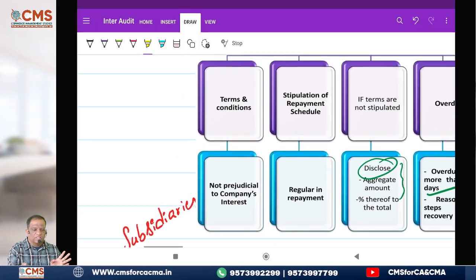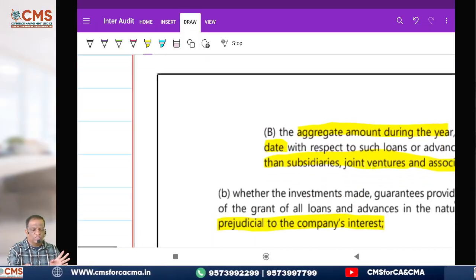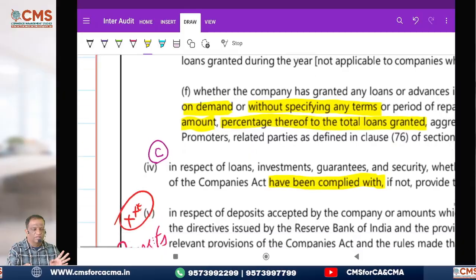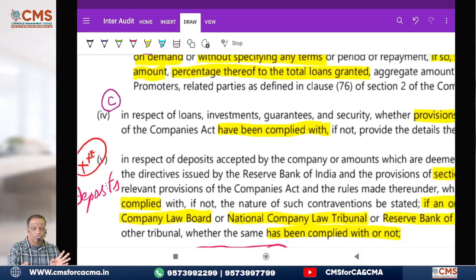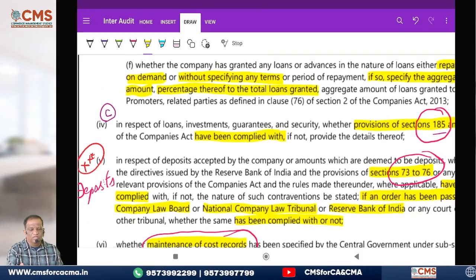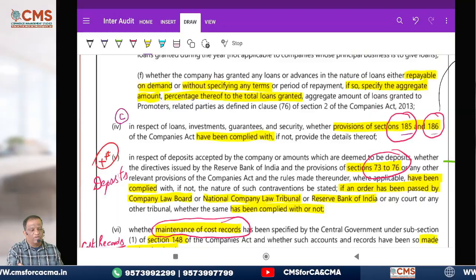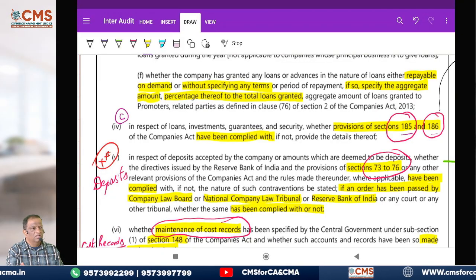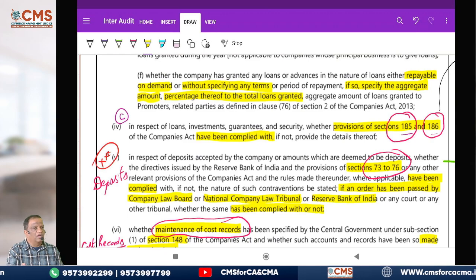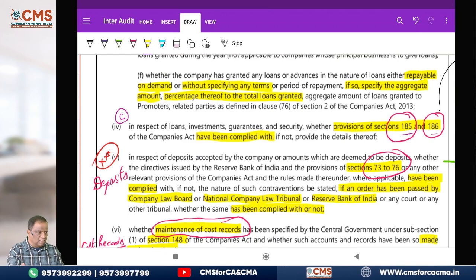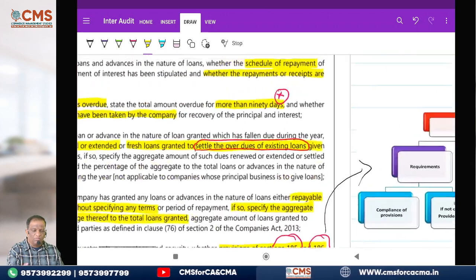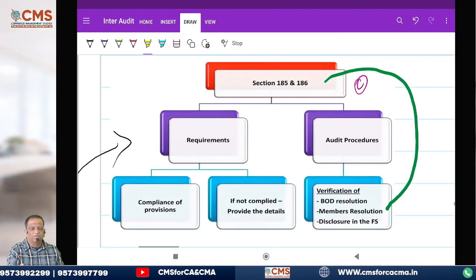Good. And the C point, as I said, deals with the loans and there is nothing much to get into. Then clause number 4 deals with provisions of 185 and 186. You can mark this also as C category, for the simple reason that you don't have 185 and 186 in your curriculum, so the probability of questions out of that is limited.